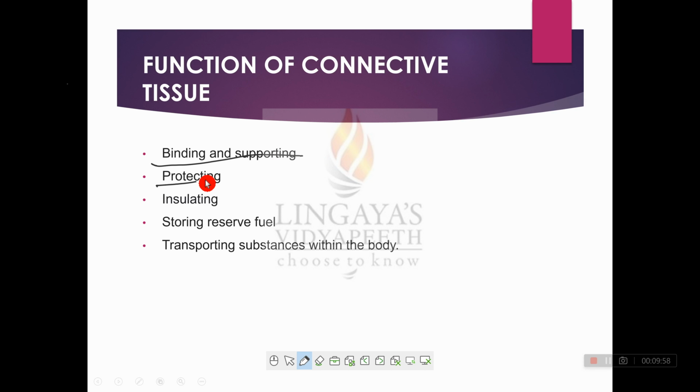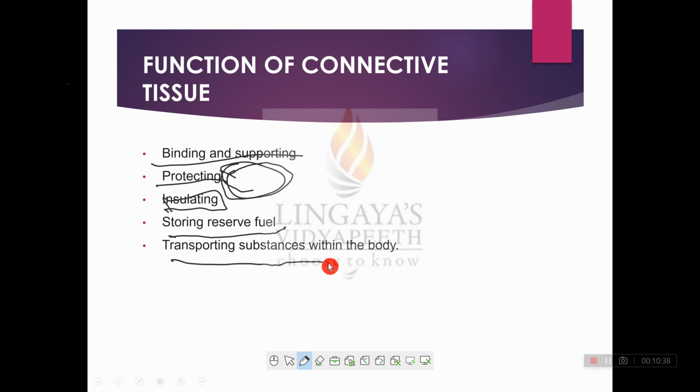The second function of connective tissue is protecting. As it binds the parts of the body, it works as a protective agent. So the major function is the protection of tendons, ligaments, and aponeurosis, and highly specialized organs like the cornea. Next function is insulating. So it works as an insulating agent in the body. The next function of connective tissue is that it helps in storing the reserve fuel for the body.